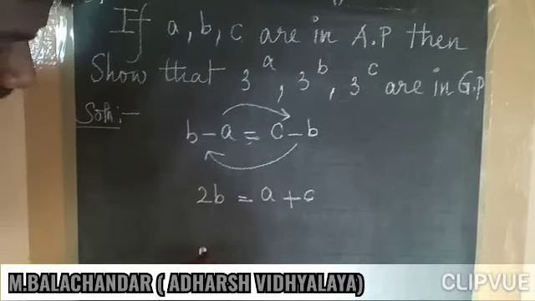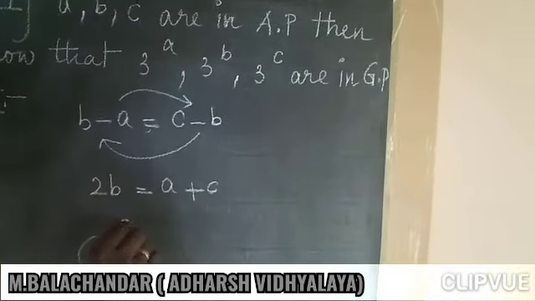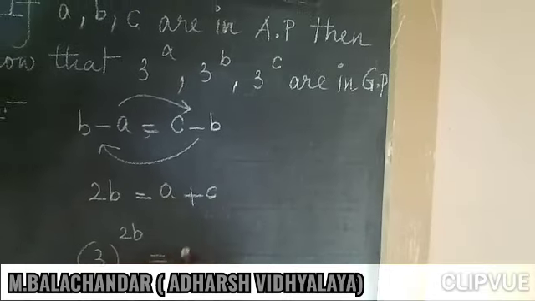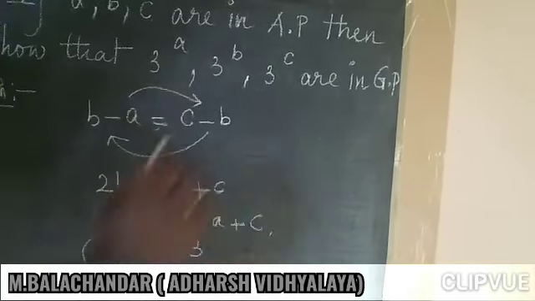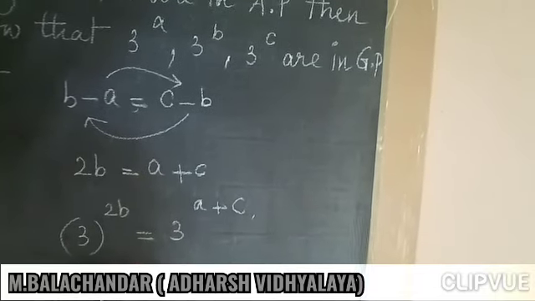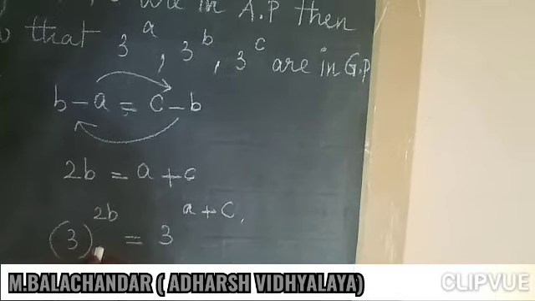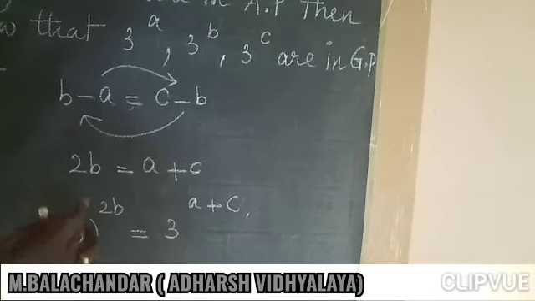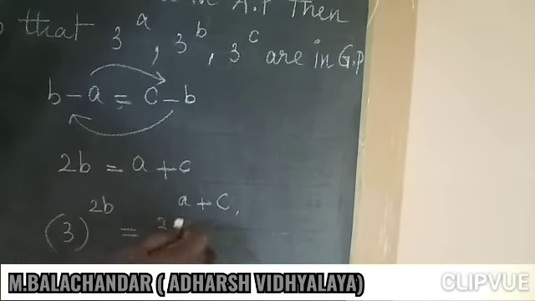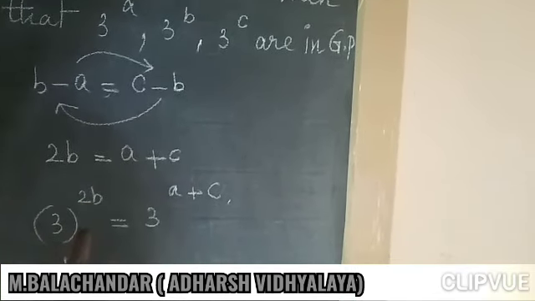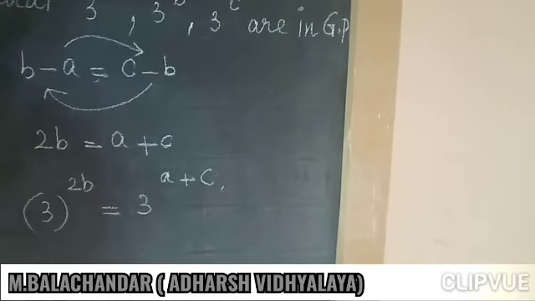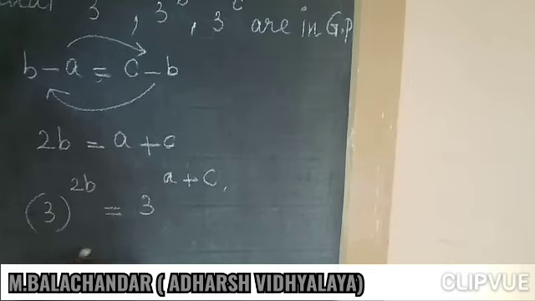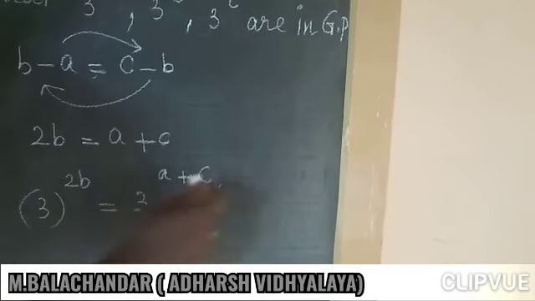If you write 3 power 2B is equal to 3 power A plus C. What we did here, we have written it in the power of 3. We did the operation on both sides, so the value will not be changed. So we can write like this. 3 power 2B is equal to 3 power A plus C.